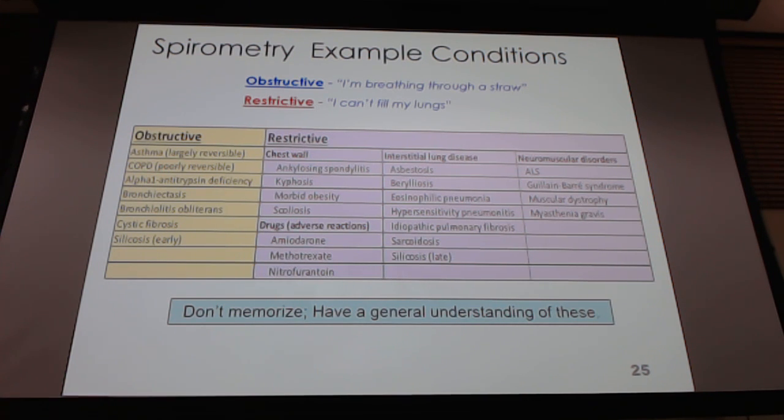And purely obstructive and restrictive is usually a young person's diagnosis. A lot of these geriatric patients, older patients, when they have pulmonary issues, a lot of them end up with both, right? So we call that mixed.